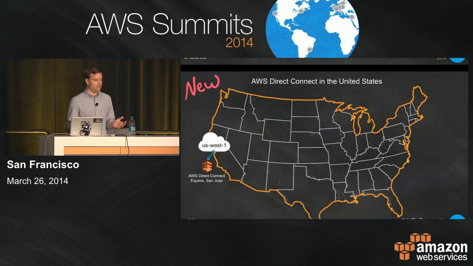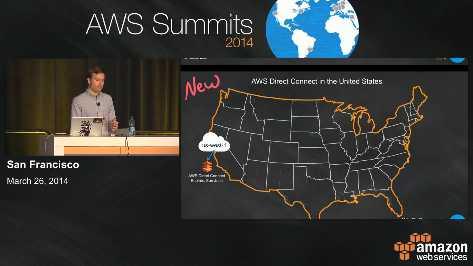For example, if you were based here in San Francisco and you had a presence and connectivity to the Direct Connect we have down in San Jose in the Equinix, you'd have a direct connection. The only one you would have is to US West 1. Now that would give you access to all your VPCs in that region via private virtual interfaces, and it would also give you public access to all the public resources in that region.